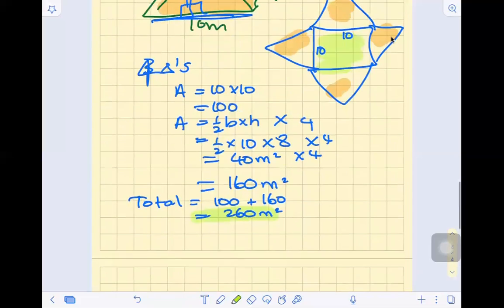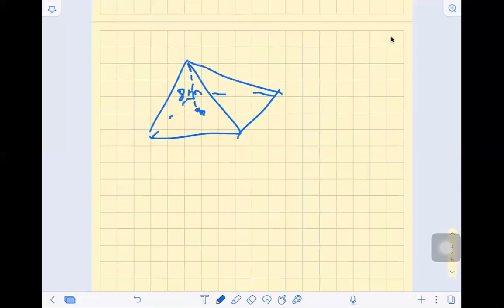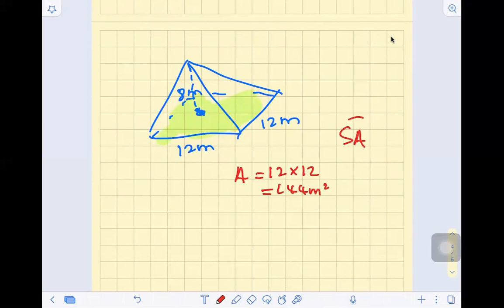Okay, so what I would like to do now is look at a pyramid where you need to use Pythagoras' theorem to actually find the height of that triangle. So I'm just going to give you the height of this pyramid. The height of the pyramid is 8 meters, and the sides are 12 meters. All right, so looking at this, we can get the bottom pretty easily. The bottom area would just be 12 times 12.